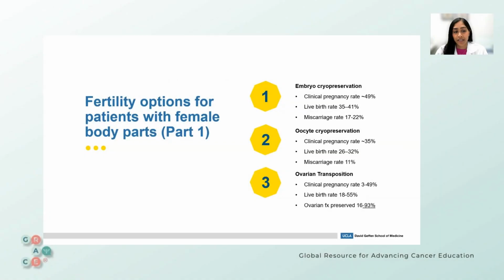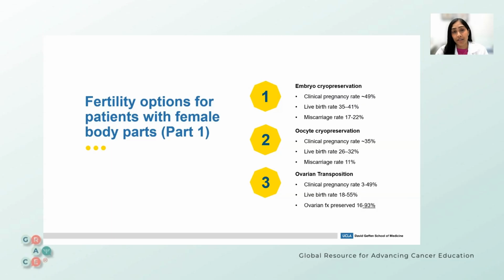Let's move on to fertility options for patients with female body parts. Now, there are several more options here because the female anatomy is a little bit more complex, but I will go through a couple on this slide, and then we'll switch over to the next slide and review a couple more. So here we have three options: embryo cryopreservation, oocyte cryopreservation, and ovarian transposition.